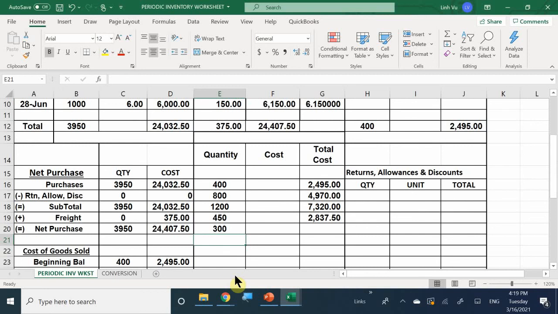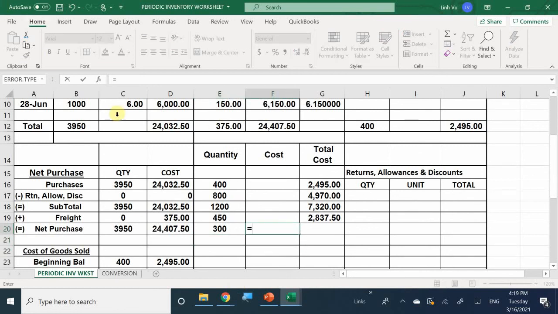Now, if you subtract that 300 from here to get 200, that's for ending inventory. That's what we do have. So in this context, we need to get rid of 300. So again, we're going to take that 626.